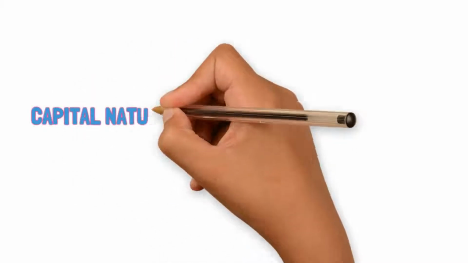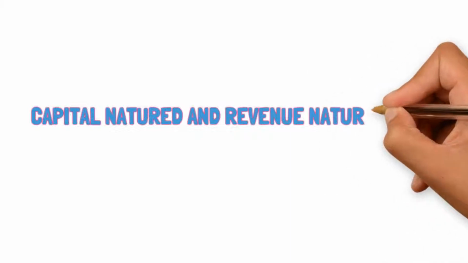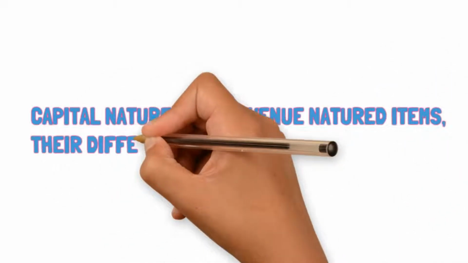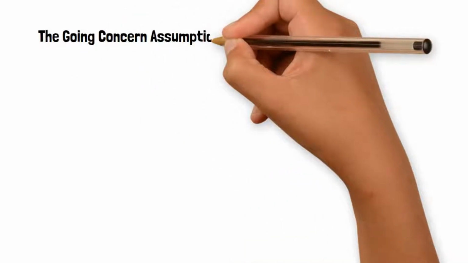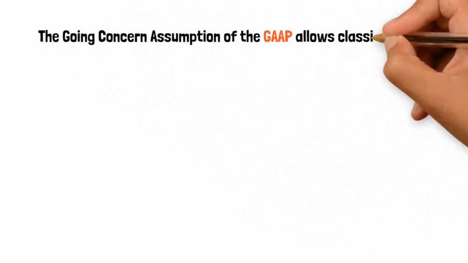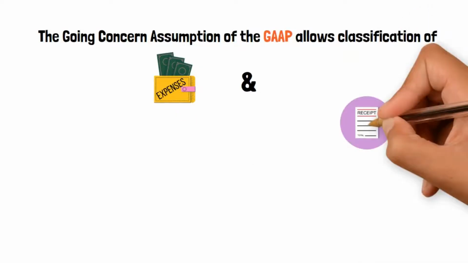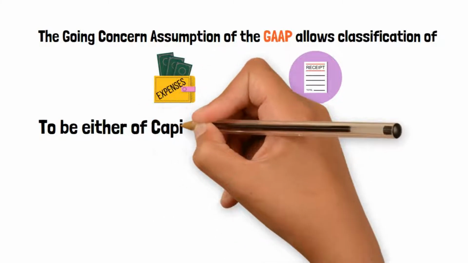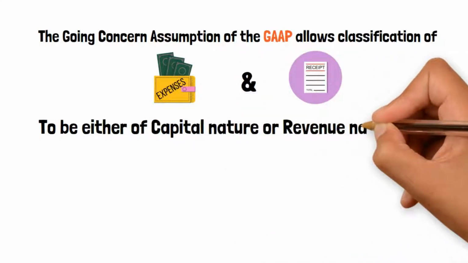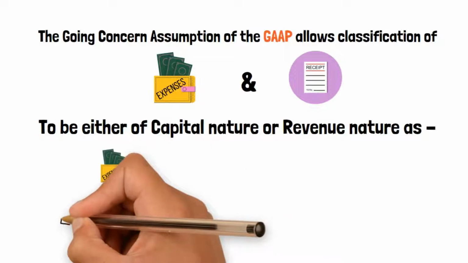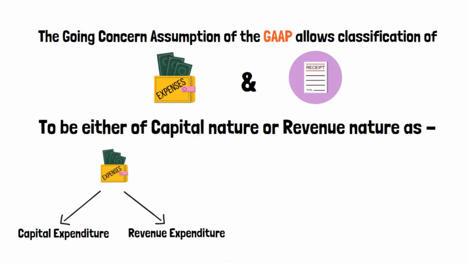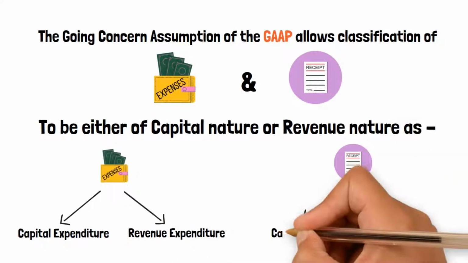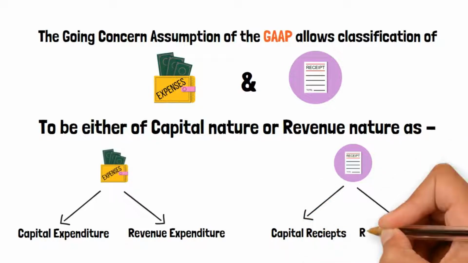Let's cover the concepts of capital natured and revenue natured items in accounting, their difference and accounting treatment. The going concern assumption of GAAP allows classification of expenses and receipts to be either capital natured or revenue natured, as expenses are either capital expenditure or revenue expenditure. Also, receipts can be capital receipts or revenue receipts.